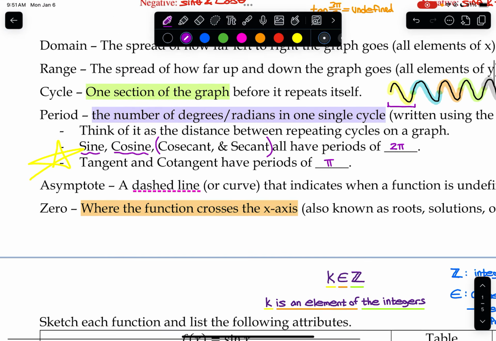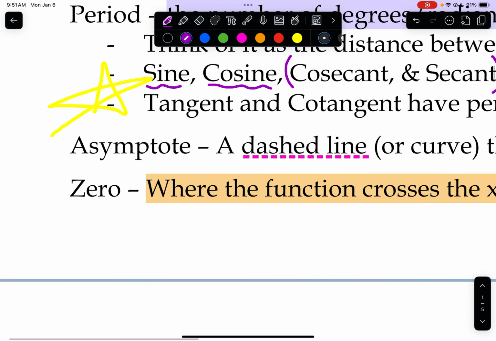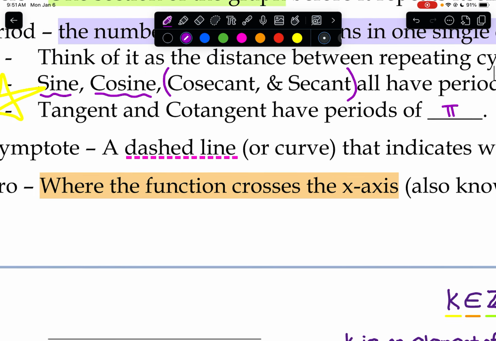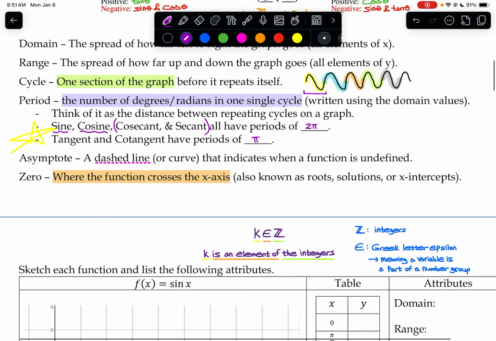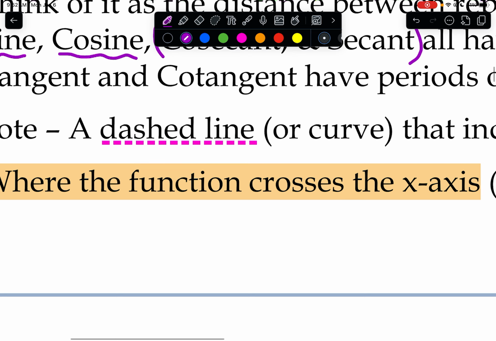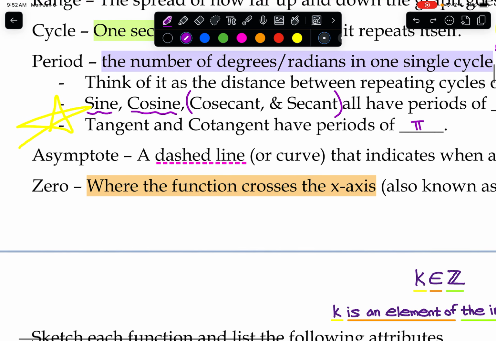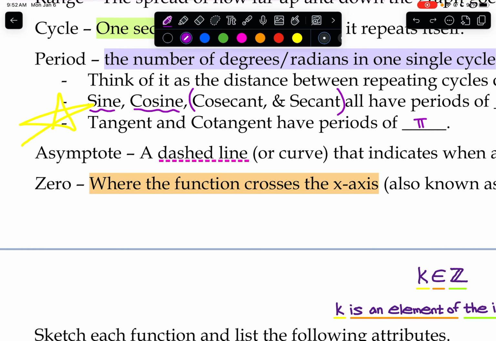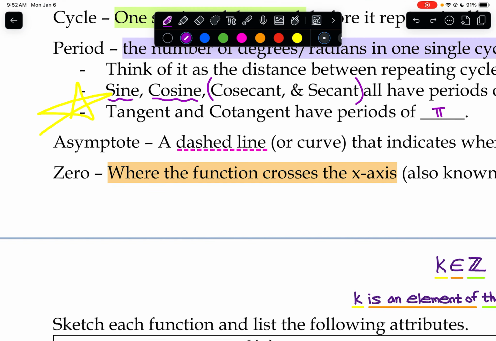All right, and then looking at the next part, your asymptote is going to be a dashed line or curve that's going to indicate where a function is undefined. Now, for the sake of what we're doing, we're just going to be using dashed lines. We're not going to have any curves, thankfully. We saved all the curved asymptotes for polynomials when we had parabolic asymptotes or even cubic asymptotes, but we're not going to have any of those, thankfully.